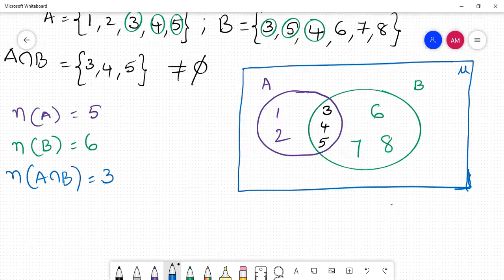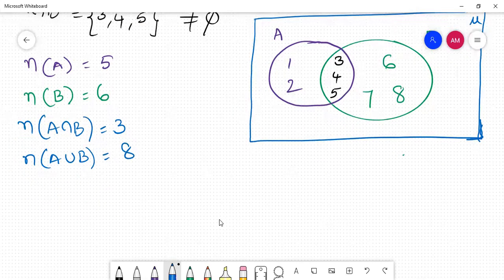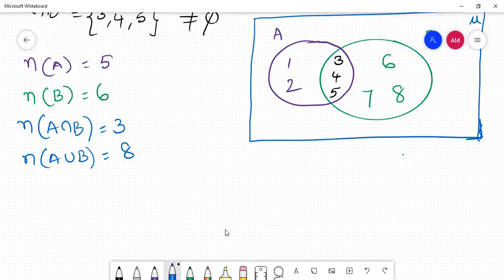A union B means either in A or in B or in both. That means 1, 2, 3, 4, 5, 6, 7, 8. So what is N of A union B then? N of A union B is equal to 8. Okay, so let us verify that in the left hand side.